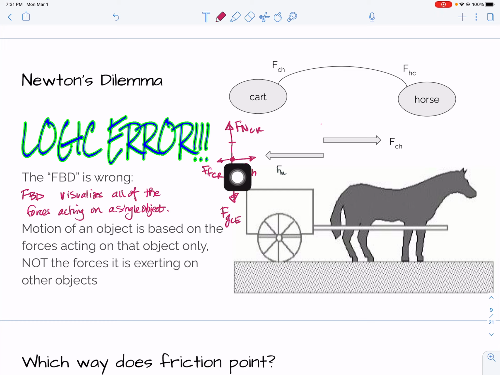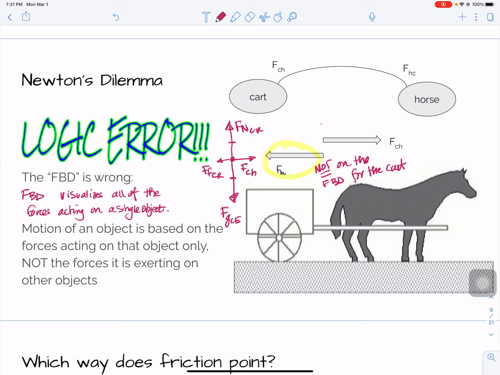We know that these two, their length depends on whether the cart is accelerating or not. If the cart is accelerating, then these are different lengths. So for example, if we're just starting out in motion, this is going to be very small compared to this. If they're moving at constant velocity, these two are going to be the same. But notice what does not appear on this diagram. This force right here is not on the free body diagram for the cart because it doesn't act on the cart.